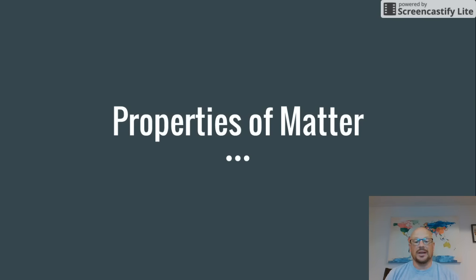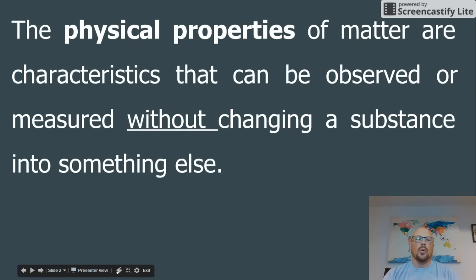We can describe it, we can classify it. And so it gives us a lot of good resources to be able to figure out what that particular piece of matter is, or put it in the right place. Physical properties of matter are characteristics that can be observed or measured without changing a substance into something else. This is what you can see, what you can touch, what you can smell. It doesn't change it into any other kind of substance.